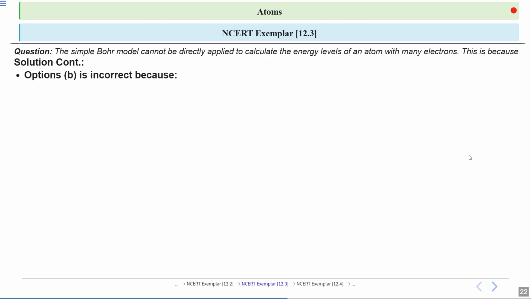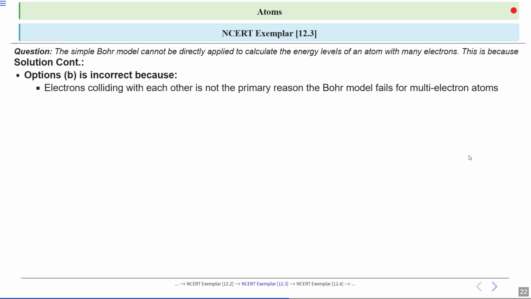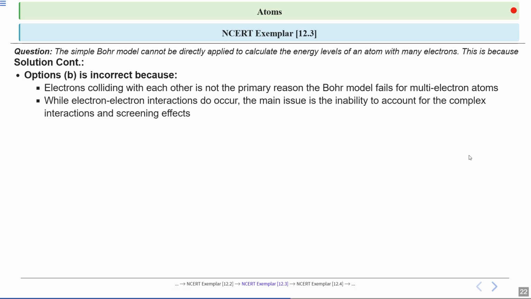First, let's focus on option B. We are going to see why this isn't the main reason the Bohr model fails for multi-electron atoms. Electrons colliding with each other is not the primary reason the Bohr model fails for multi-electron atoms. Let's dig a bit deeper. The real issue is that the Bohr model can't handle the complex interaction between electrons, especially the way they influence each other's energy through repulsion and screening. These effects change the forces acting on each electron, making the simple Bohr approach inaccurate.